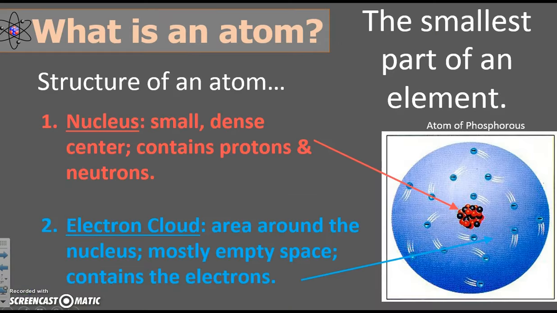Now we keep talking about an atom, so let's describe what an atom is. Okay? An atom is the smallest part of an element. The structure of an atom consists of the nucleus. It's a small, dense center that contains the protons and the neutrons. Then you have the electron cloud. It's an area around the nucleus, mostly consisting of empty space, and contains the electrons.